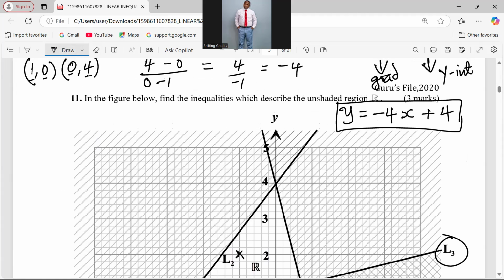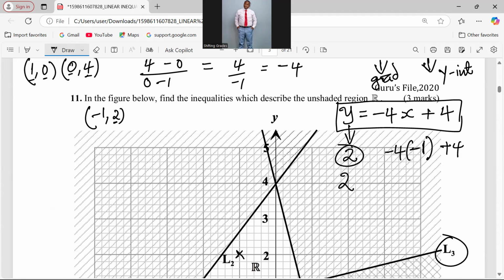So with the coordinate -1, 2, which is within the required region, we have to examine, when this coordinate is replaced in this equation, how are the two sides going to behave? So where there is y, we will put 2. And where there is x, we put a -1. So this is on the left. On the right, we will have -4 times the value of x, which is -1, then +4.